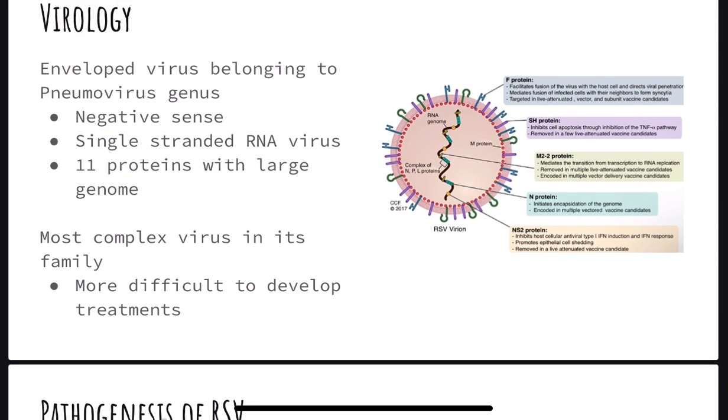So next we'll look at the virology and the overall structure of the RSV pathogen. So this pathogen is an enveloped virus and it belongs to the pneumovirus genus. It's a negative sense single-stranded RNA virus that has 11 proteins and generally a large genome in comparison to the other members in its family. This makes this virus a more complex virus and means that it's more difficult to develop treatments or vaccinations in order to combat the infection.